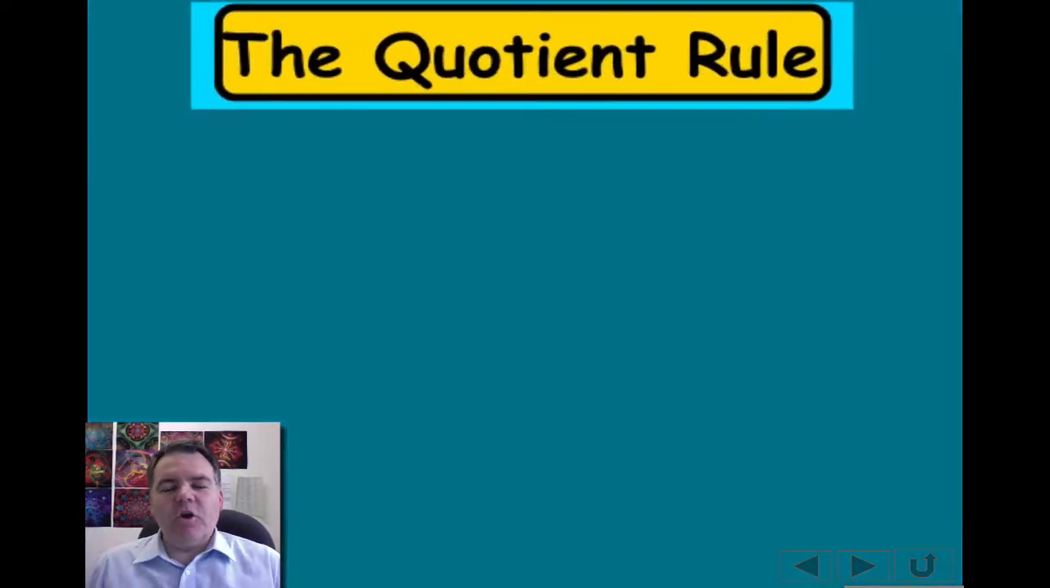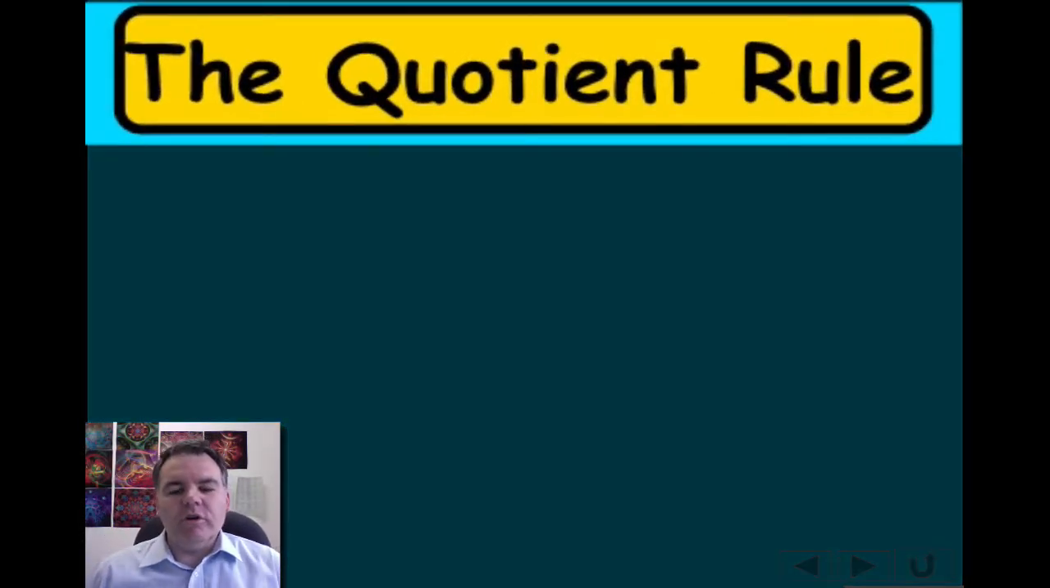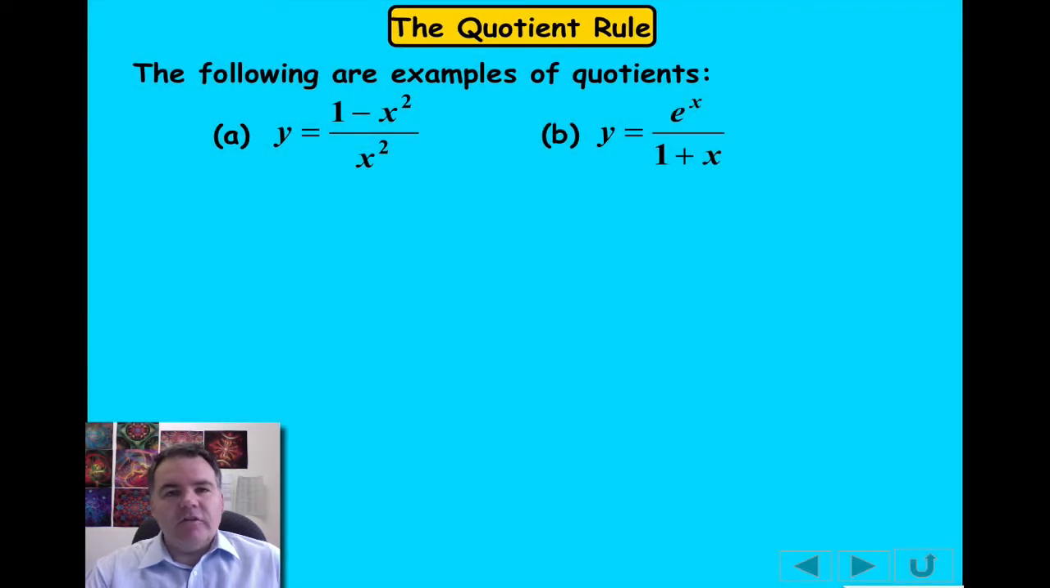Hi everyone, this video will cover the quotient rule. We've already covered the product rule and the chain rule for differentiation. So in this video we're going to talk about quotients. Quotients are just functions that can be written as fractions like the ones you see there. One way we don't need the quotient rule, one way we do.